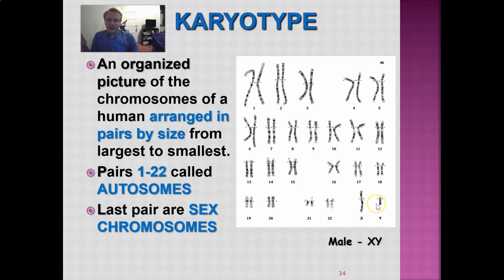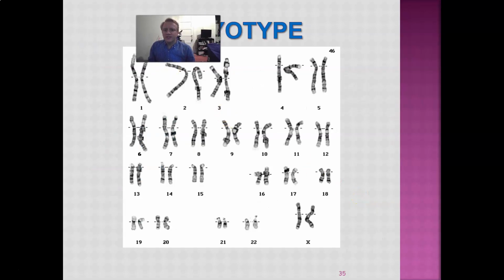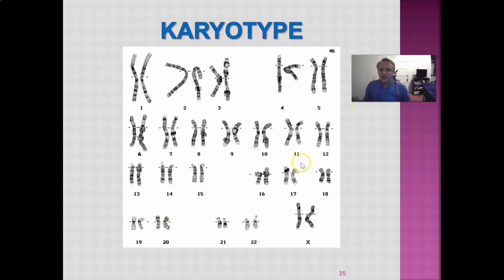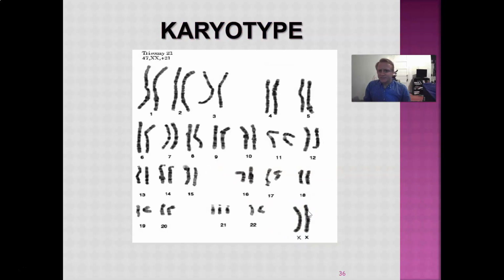If you are XY, you are a male. If you are XX, you are a female. We're going to talk about those details later on in this semester. But you should know you have 22 autosomes and 1 set of sex chromosomes. So here's another picture of our karyotype. And here, yeah, this is a picture of a female karyotype because there are 2 X chromosomes.